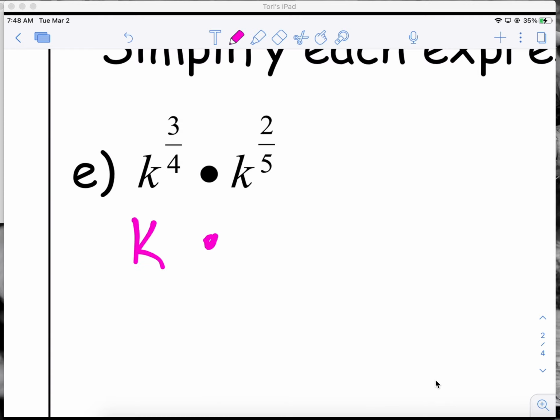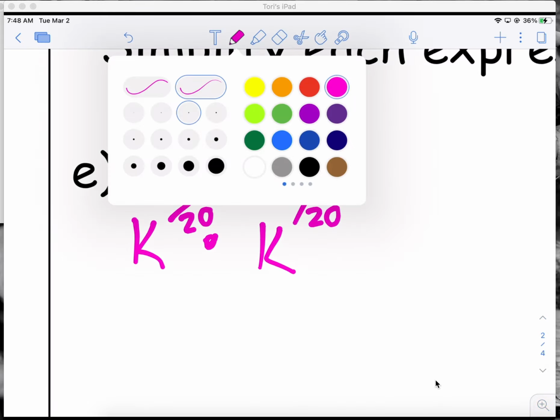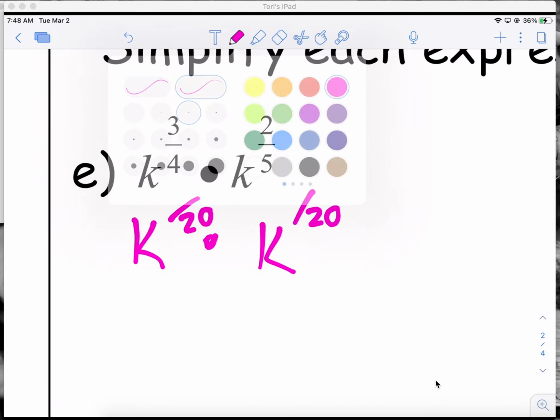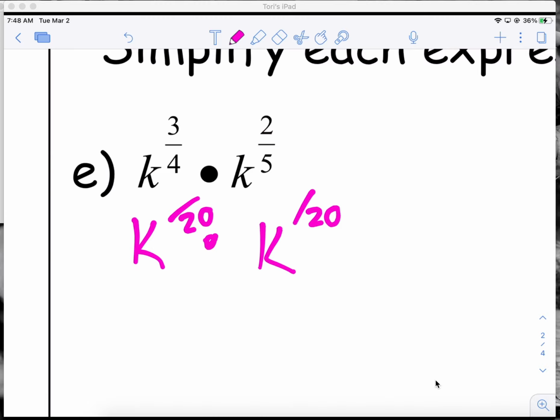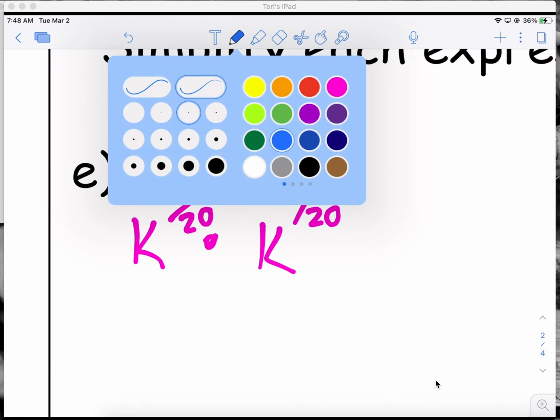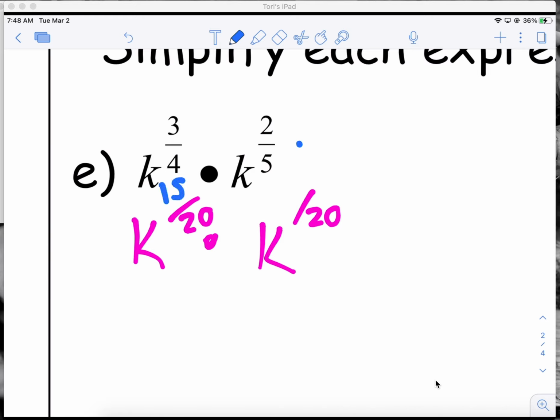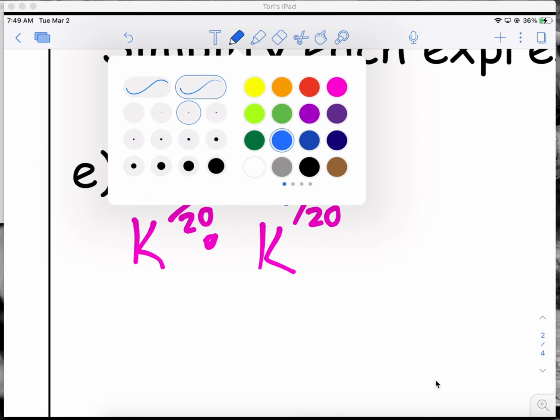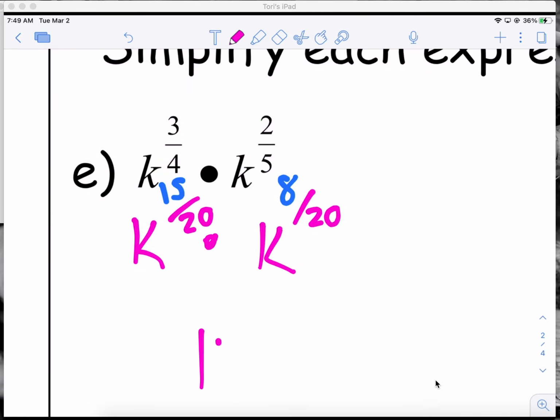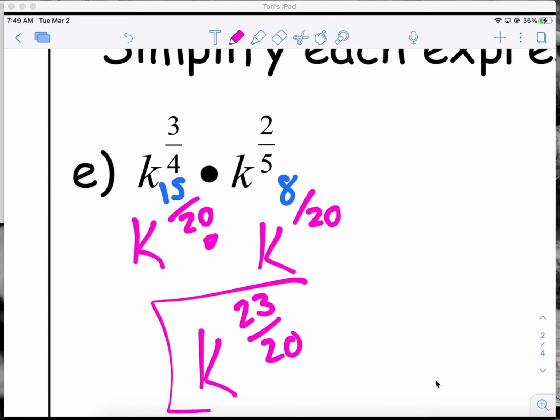So I'm going to keep my k's, change them to a 20, and then if I think about going this direction, I need to make sure that if I do 4 times 5, I do the same thing on the top. So that makes 15. 5 times 4 to get this one, 2 times 4 would give me 8. Now I can add up my exponents. So how many total k's do I have? Still keeping the 20, but 15 plus 8 makes 23. It doesn't look like that's simplified, but it is the final answer.